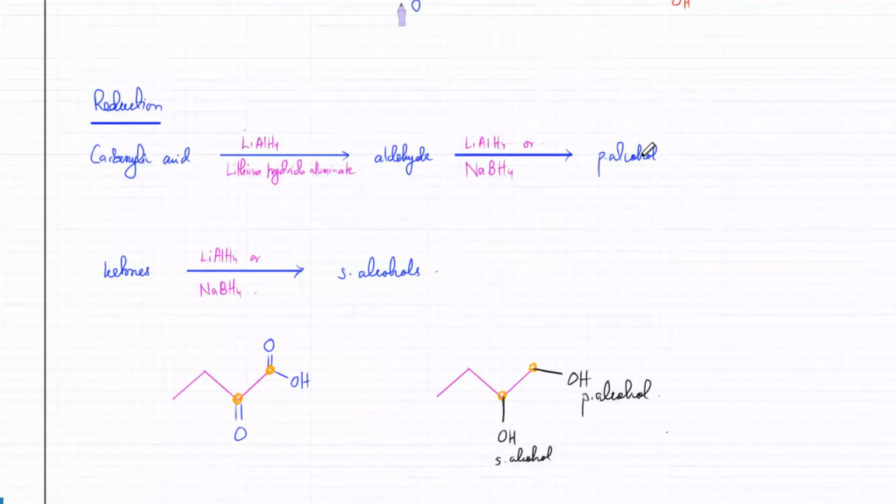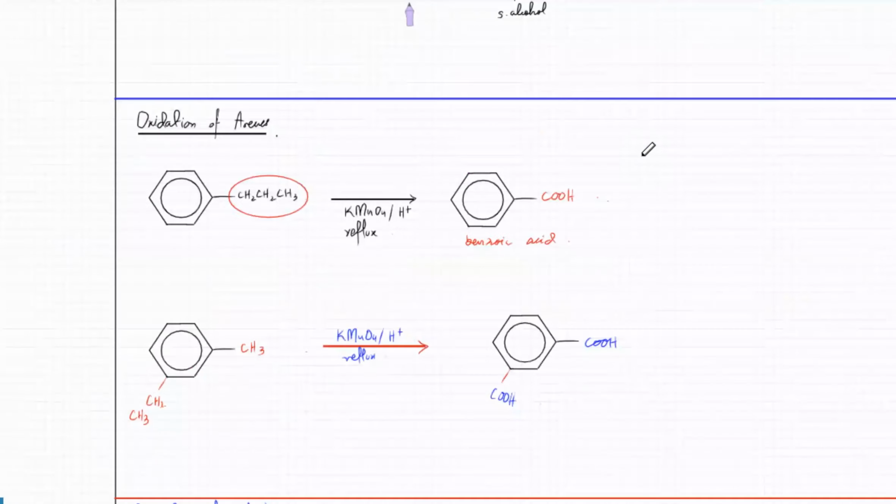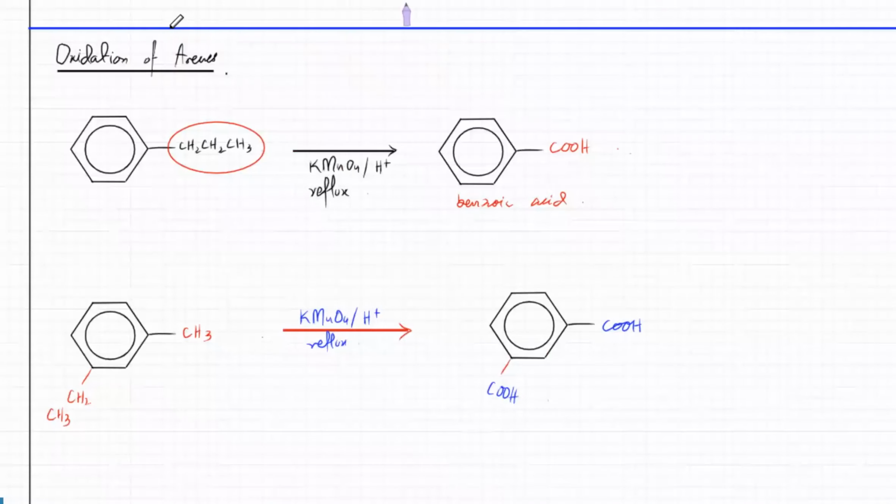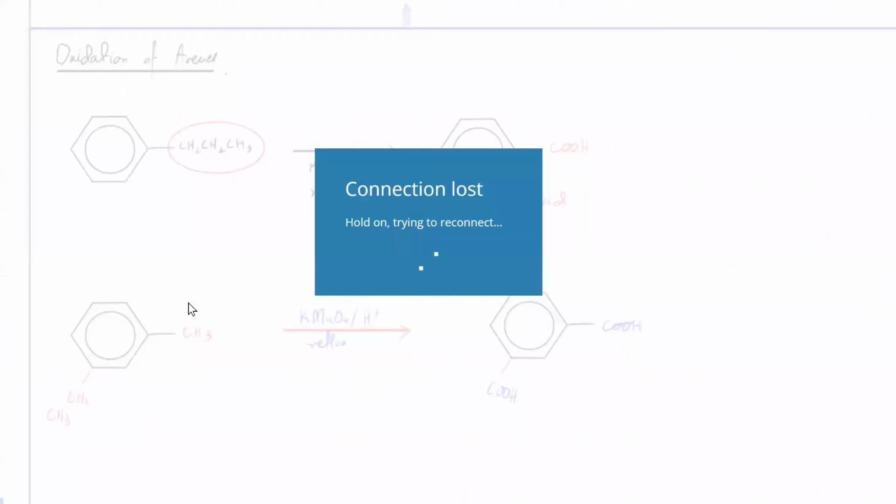And then we had oxidation of arenes. This was your A2, this is part of A2. Arenes, whenever you have a carbon chain, it simply gets oxidized to a carboxylic acid, no matter what the carbon chain is, whether it is two carbon chains or three carbon chains, no matter what the number of carbon atoms are.